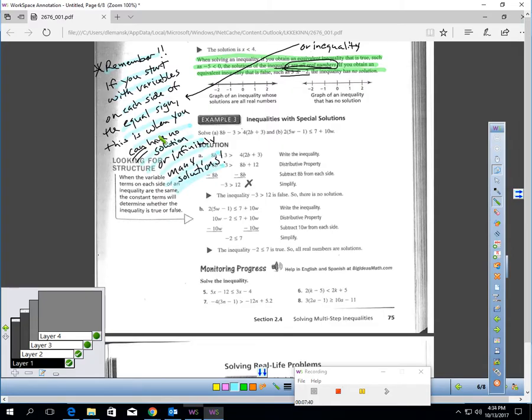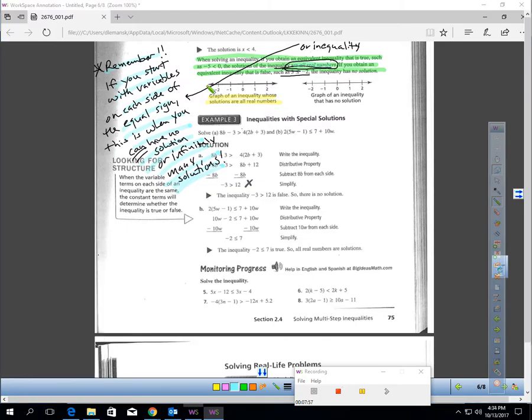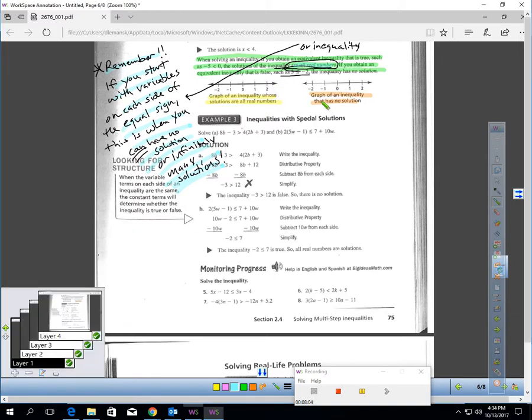We have to know that if there's variables on each side of the problem at the beginning, that's when the special scenario can pop up. When you do graph a problem whose solution is all real numbers like they have here, that's a graph that's just completely shaded in, as you see in the book. On the other hand, if the problem was no solution, it would just be an empty graph. There would be nothing graphed.